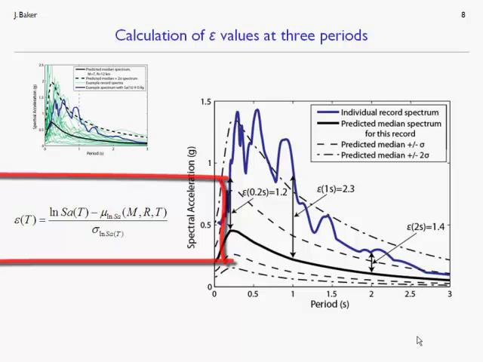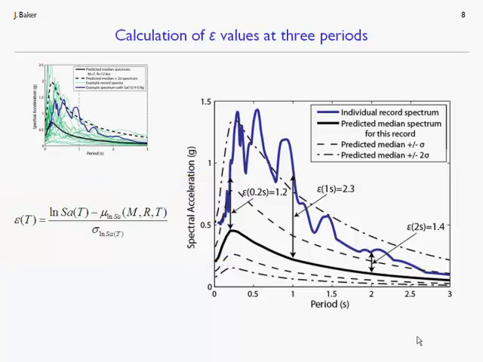Okay, so to illustrate that, over on the right I've got that same ground motion that we were just looking at, and so in blue is plotted the real response spectrum. In solid black is plotted the median record spectrum, which is the exponential of that mean log spectral acceleration in the equation at the left. And then we have bands of plus or minus 1 or plus or minus 2 standard deviations.